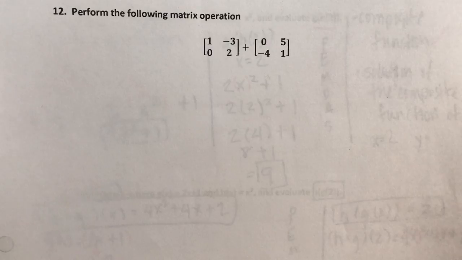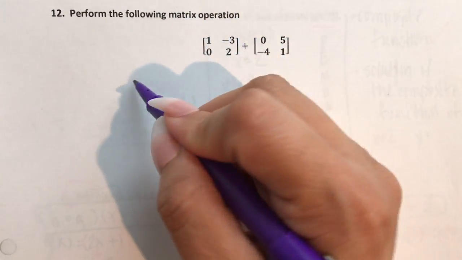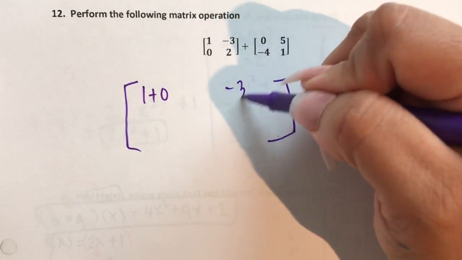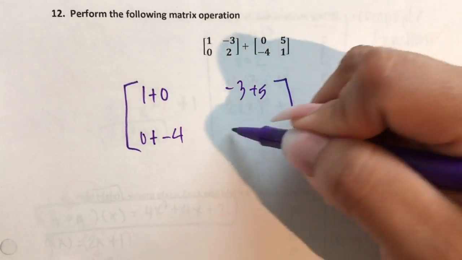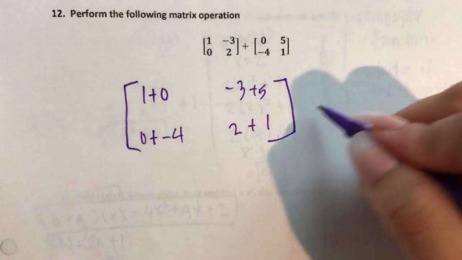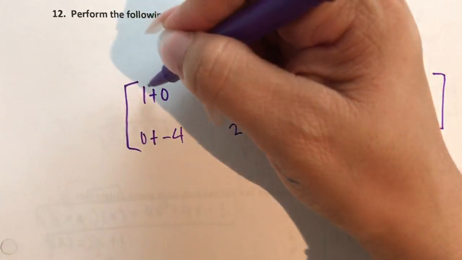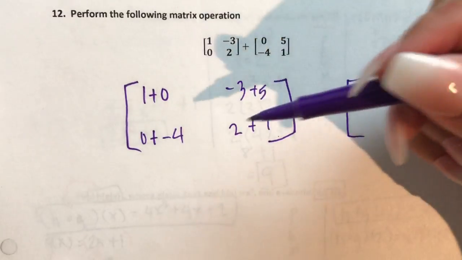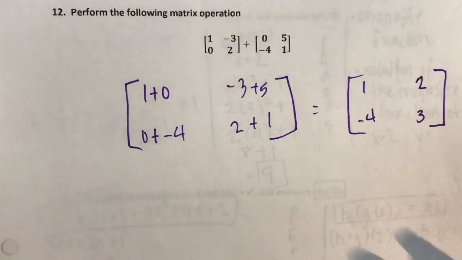Okay, number 12, perform the following matrix operations. All you're doing is adding each element to each other. So the 1 goes with the 0. Let's build a matrix operation so you can see what it looks like. 1 plus 0, negative 3 plus 5, 0 plus negative 4, and 2 plus 1. And then our solution, the matrix will be the same size. 1 plus 0 is 1, negative 3 plus 5 is 2, 0 plus negative 4 is negative 4, 2 plus 1 is 3. That's a solution for number 12.